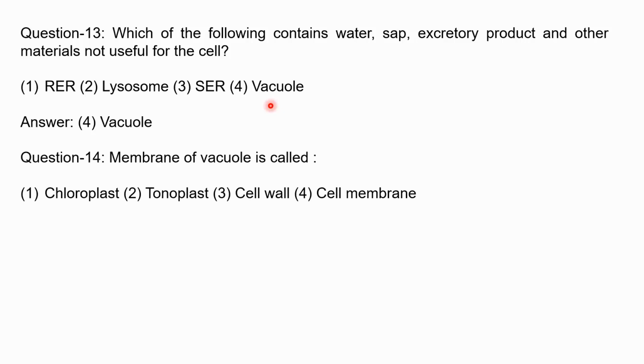The next question is, the membrane of the vacuole is called as. We know that chloroplasts are the plastids that help during the process of photosynthesis. Tonoplast is the membrane of the vacuole, while the cell wall is the structure that is present around the cell membrane and surrounds the complete cell, while the cell membrane is the structure that provides a boundary to the cell. So tonoplast is the membrane of the vacuole. So the correct answer is option number 2, tonoplast.